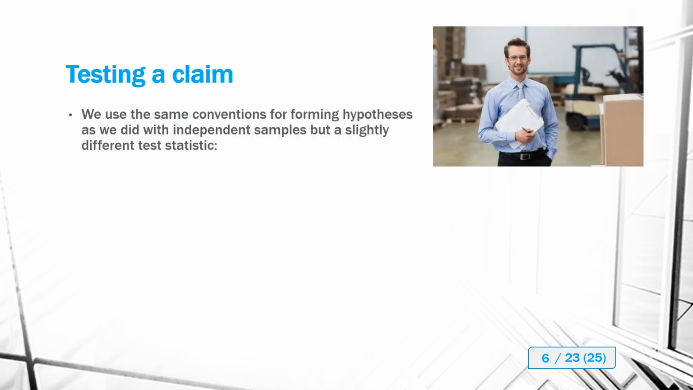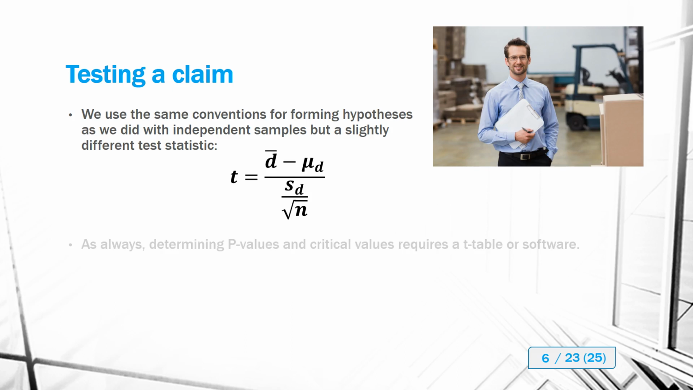So when we go to test our claim about our hypothesis, many of the same conventions that we used previously to form our hypothesis and test the claim are going to hold true, just like we had with independent samples. We do, however, have a slightly different test statistic, and here it is. T equals d bar minus mu sub d, all over the quotient of S sub d over the square root of n. Similar in form, but slightly different because we're using values that are specific for matched pairs.